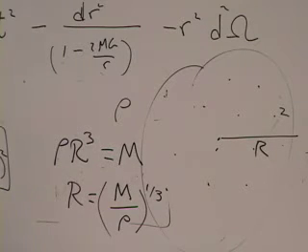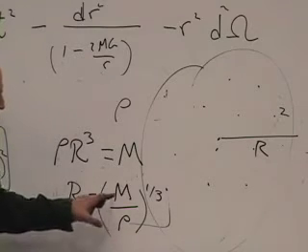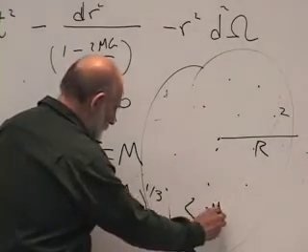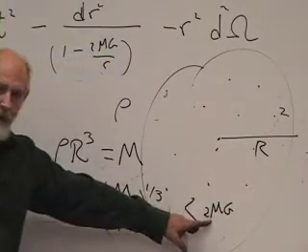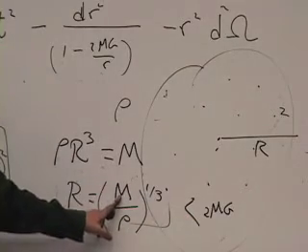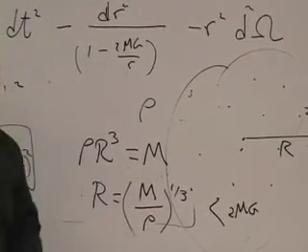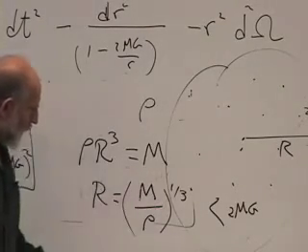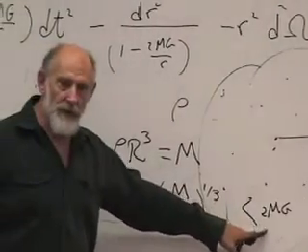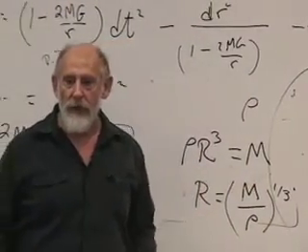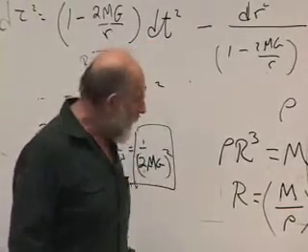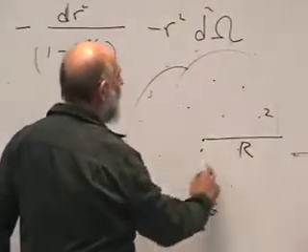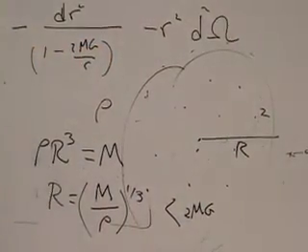No matter how small rho is, if you make m big enough, this will be less than twice mg. Why? Because this increases linearly with m, and this only increases as m to the 1/3 power. So for a fixed but tiny rho, you can eventually make m over rho to the 1/3 smaller than the Schwarzschild radius. Once it's smaller than the Schwarzschild radius, it's a black hole. So no matter how rarefied the material is, if you create enough of it, it will collapse.